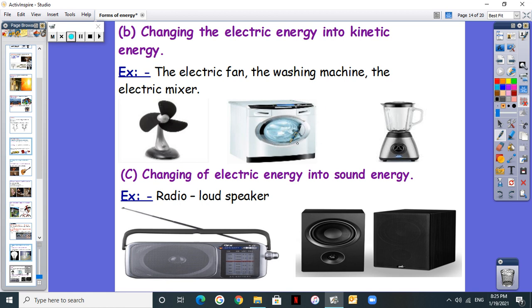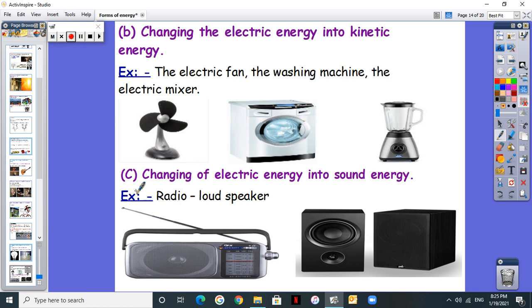This is the washing machine, the same meaning. Washing machine changes the electric energy into kinetic energy, and the electric mixer. Of course, you have a mixer inside your kitchen. Electric mixer changes the electric energy into kinetic energy because it can move. So it changes the electricity into movement.